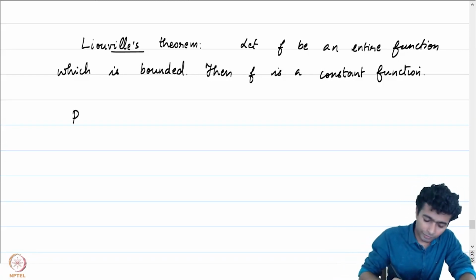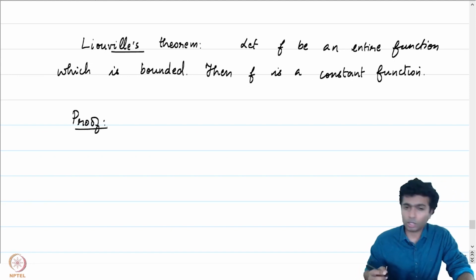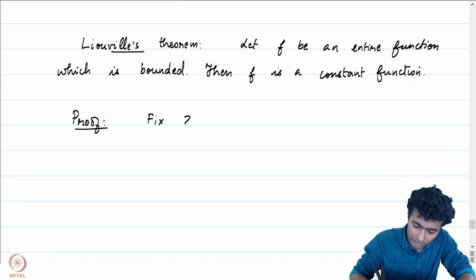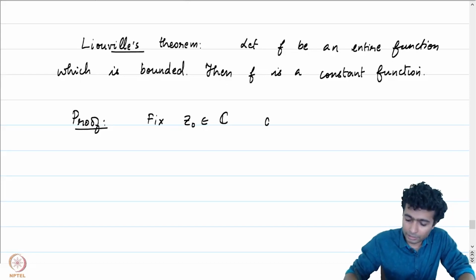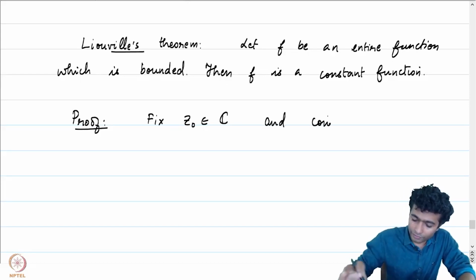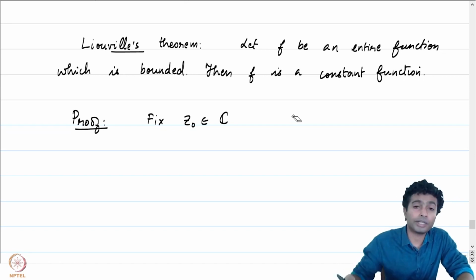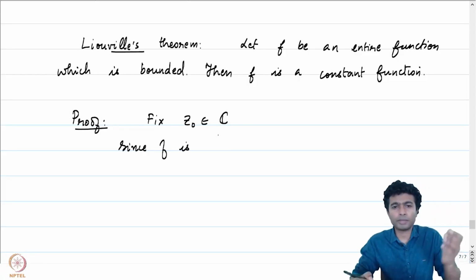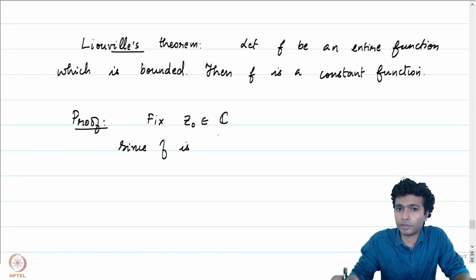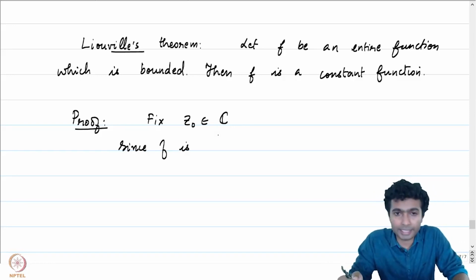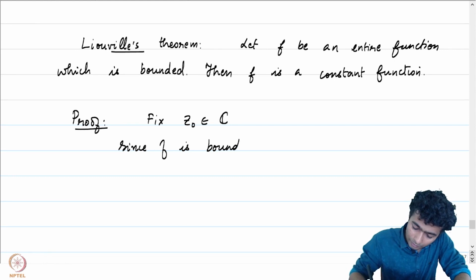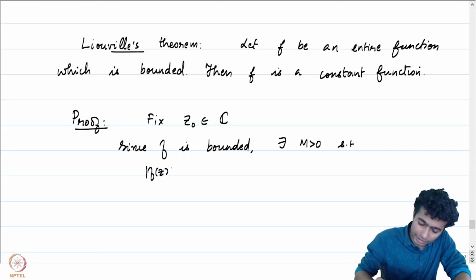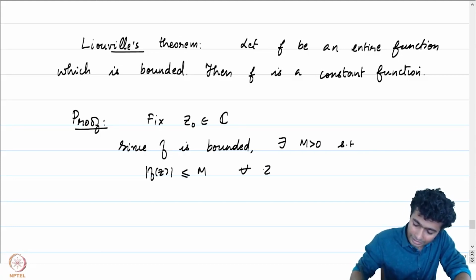Let's give a proof of this. The proof, as I have already noted, is going to use Cauchy's inequalities. And in order to do that, let's fix some point z0 in the complex plane. The first thing to note is that f is a bounded function, and since f is bounded, we can get hold of some M positive such that mod f of z is less than or equal to M for all z in C.